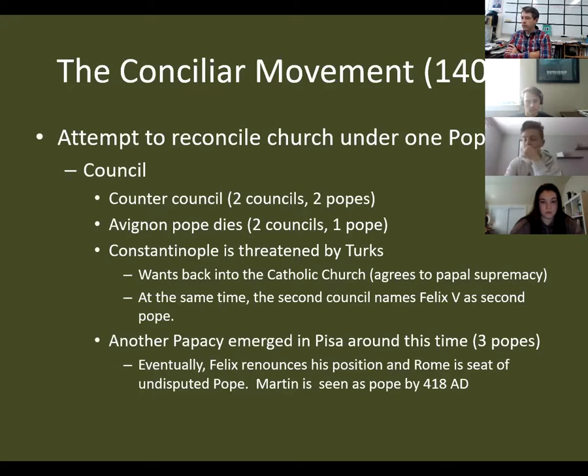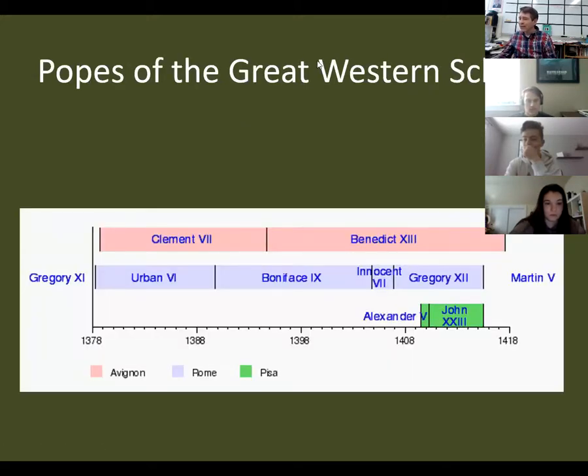And I believe that the Pisan Pope dies. And so by 1418, Martin is seen as the only Pope. So this whole ordeal is known as the Great Western Schism. And it's a schism that is there for a really quite a long time. You can see when the schism really starts is in 1378, and the schism doesn't completely end until 1418. So that's quite a few years of division within the church.